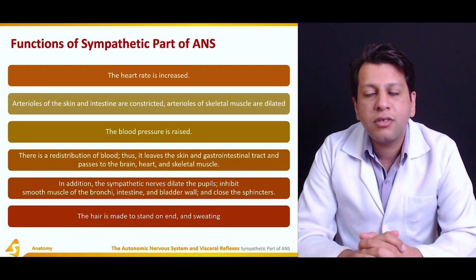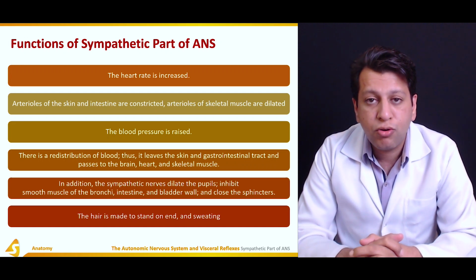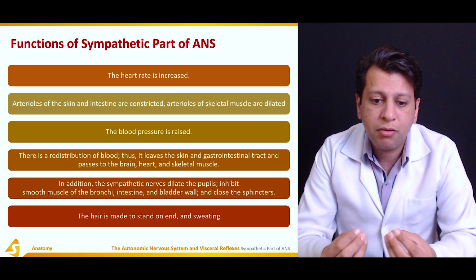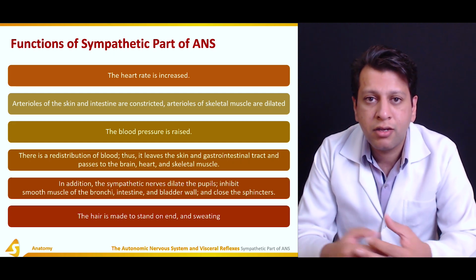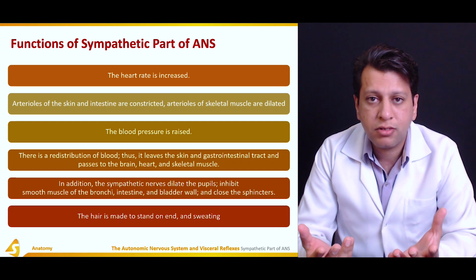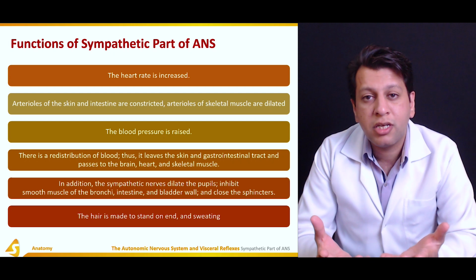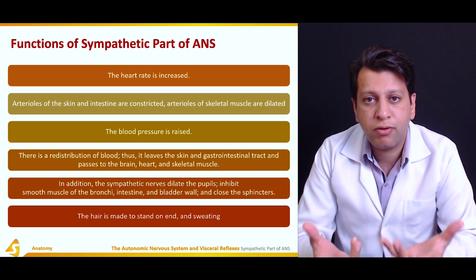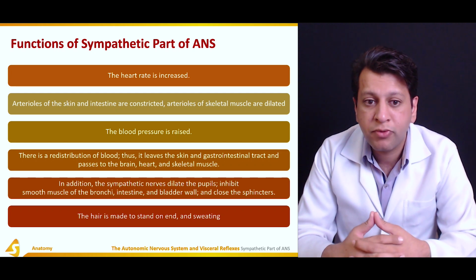So what are the functions of the sympathetic part of the autonomic nervous system? As we all know, if you remember, the mechanism is that it prepares you for fight or flight. If there's a rabid dog after you and you want to run fast, the system which would be working for you would be the sympathetic nervous system. Your heart rate would be increased.